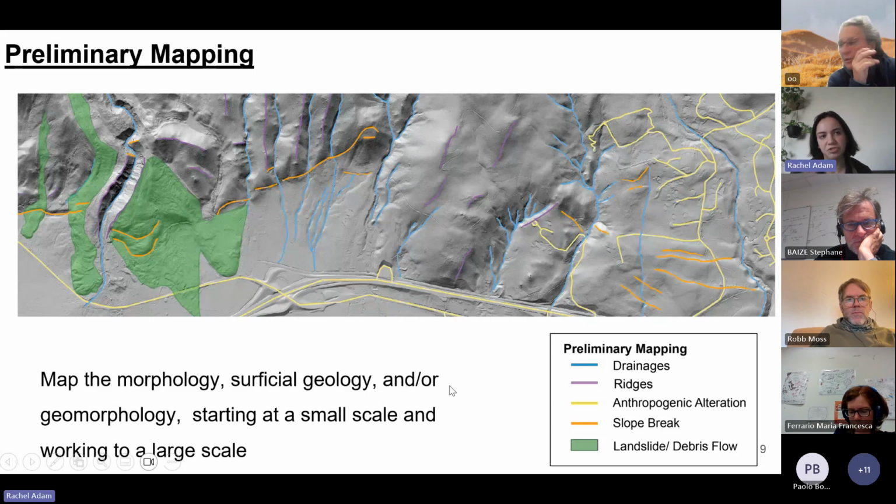But the idea is when you're doing the preliminary mapping, you want to map everywhere with a consistent coverage so you're not missing anything that could be mistaken for faulting.